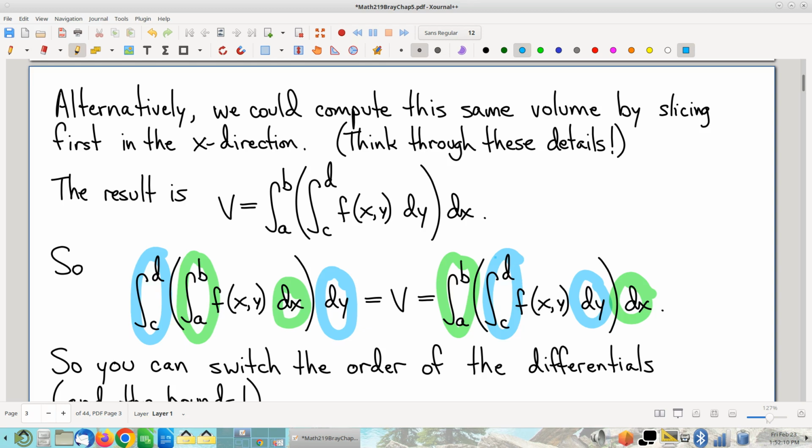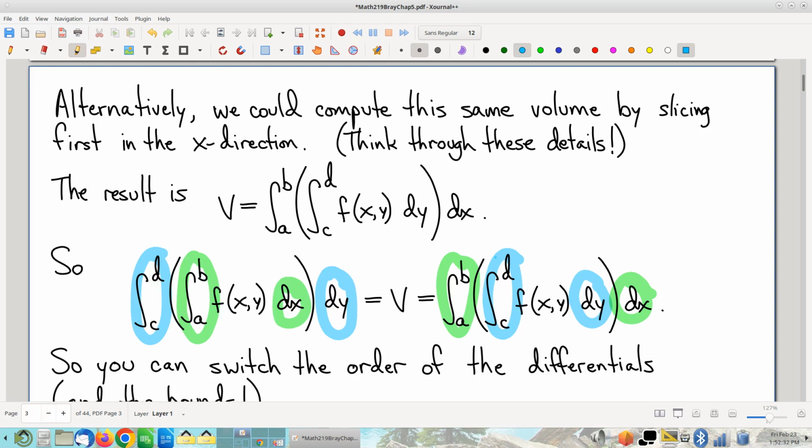The easiest way to think about it, I think, is that of course they go together. When we say C to D on the outside, we're talking about a range of values for that variable. It remains that variable, even if you slice in the other order. So when you switch differentials, also switch the bounds at the same time. Is everybody on board?